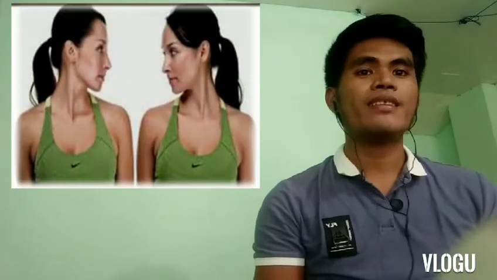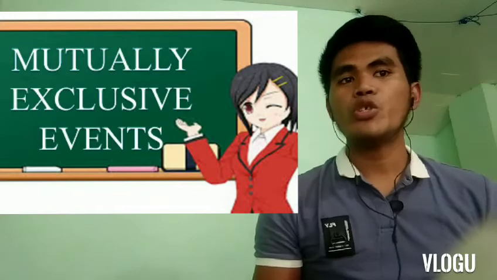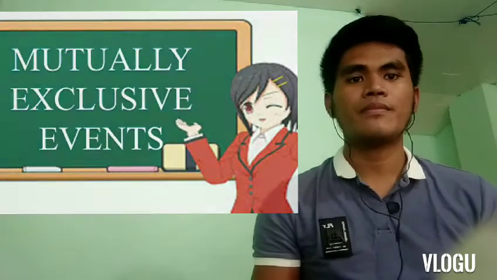Now, is it possible to turn your head right while turning it left at the same time? Of course not. It is impossible, right? We cannot turn our head right while turning it left at the same time. In our everyday life, there are events that cannot happen at the same time, and we call these mutually exclusive events. What is a mutually exclusive event?